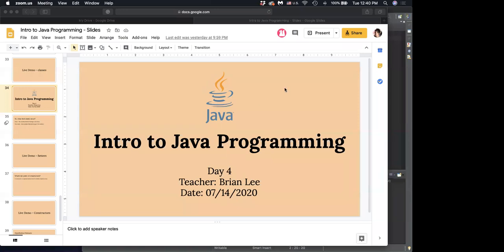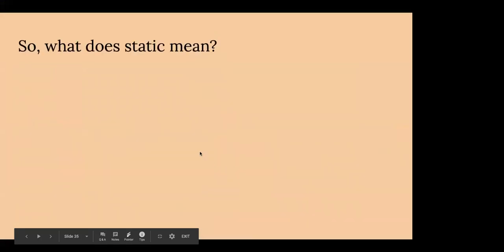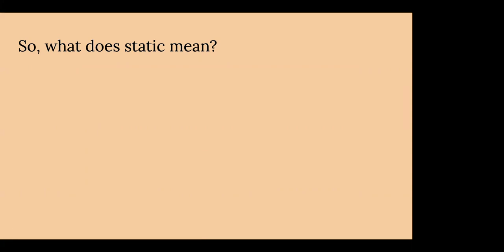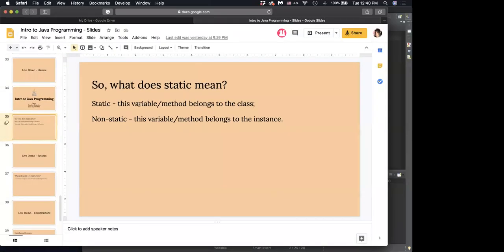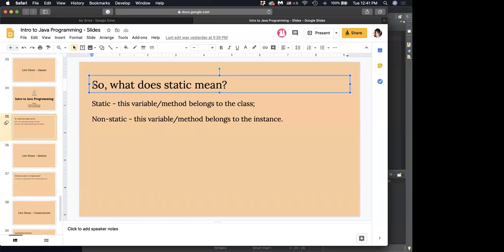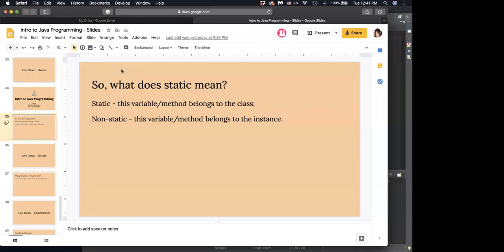Okay, so today is day 4, and last time we finished by talking about getters, so this is where we'll continue from in this class. One of the questions one of the students asked was what the keyword static means. I'm going to go over this when we go over the demo.